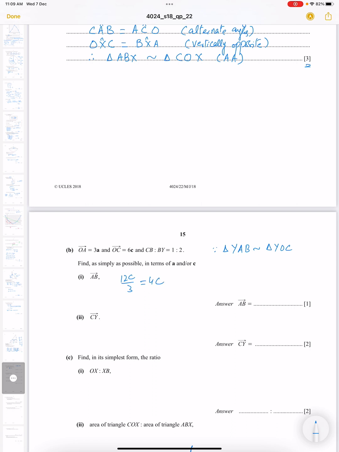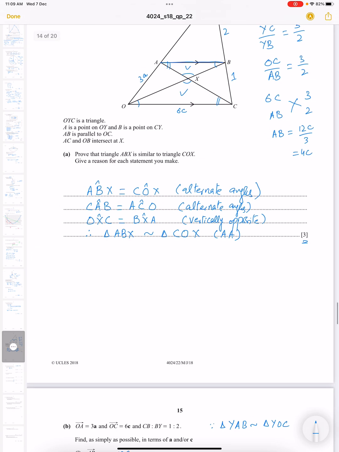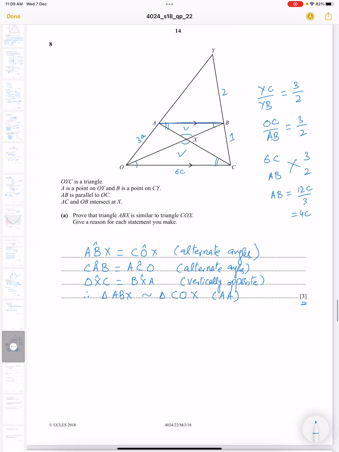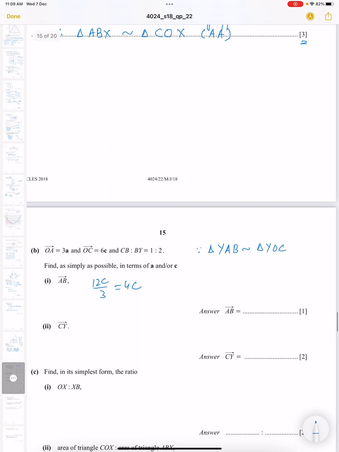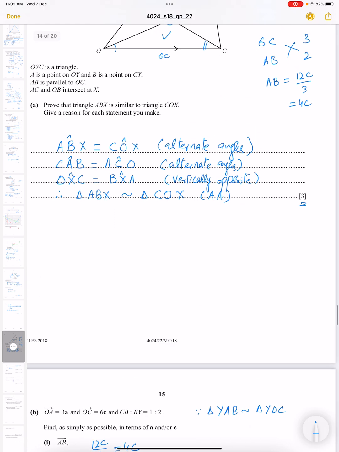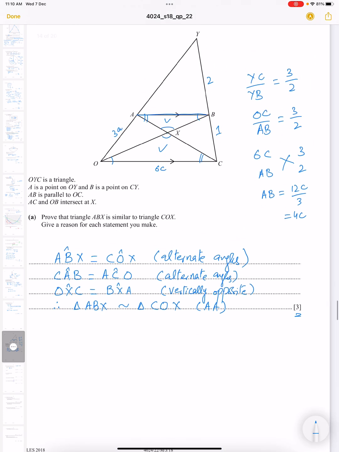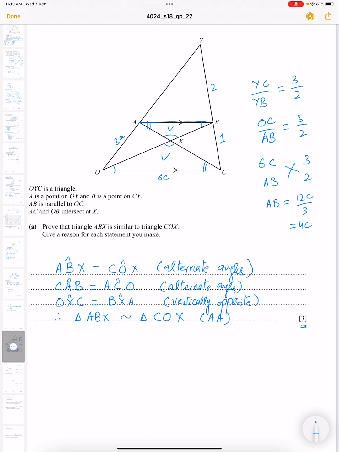Next part is CY. CY is the full length. So in order to find CY, we need to find out, now look, it is 4c.